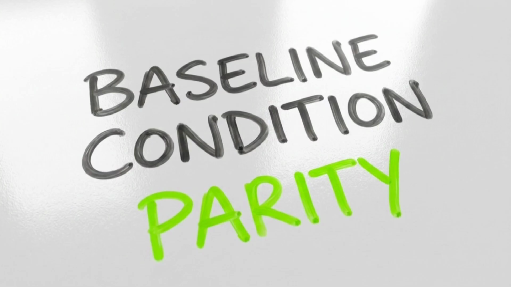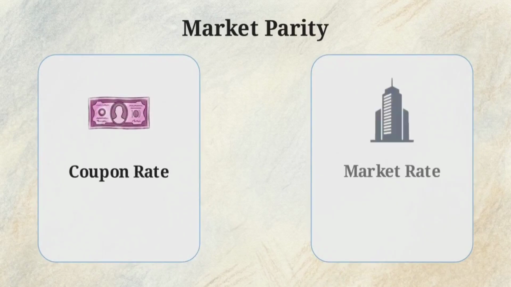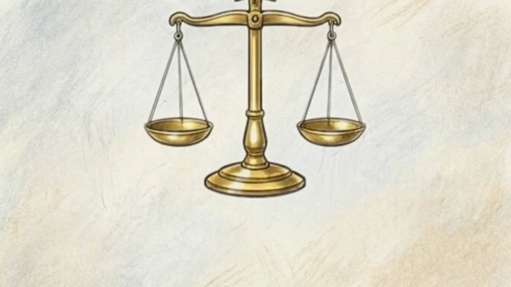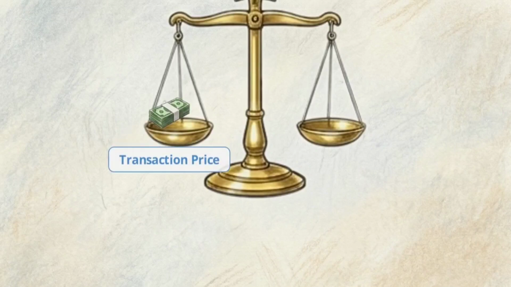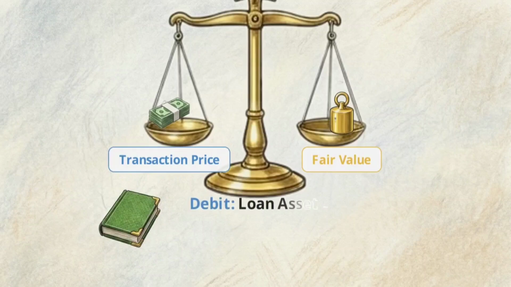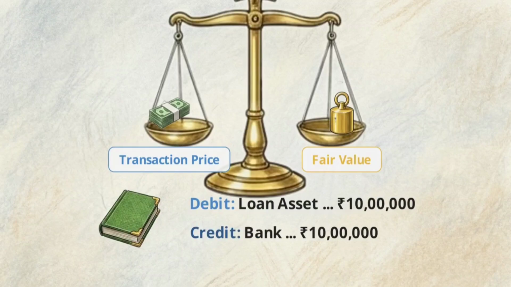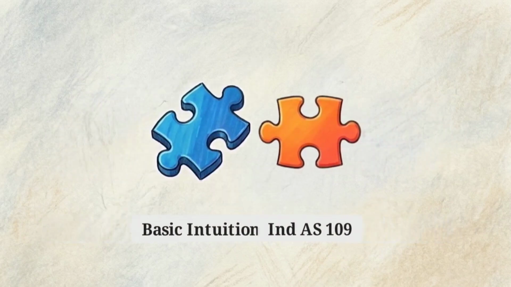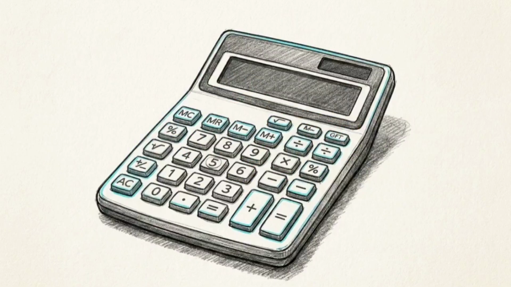We begin with the standard scenario, market terms. This occurs when the loan's coupon rate perfectly matches the prevailing interest rate in the market. In this case, the relationship is simple. The cash paid out, the transaction price, is exactly equal to the asset's true fair value. You simply debit the loan asset for 10 lakh and credit bank for 10 lakh. When terms align with the market, your basic accounting intuition and the requirements of Ind AS 109 are the same. There is no need for complex mathematical adjustments.